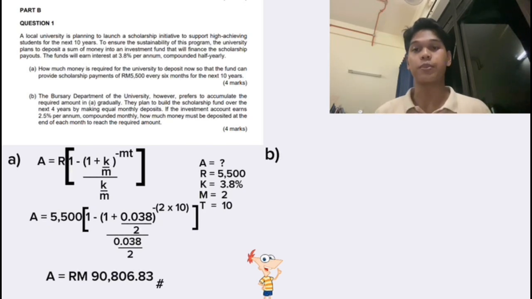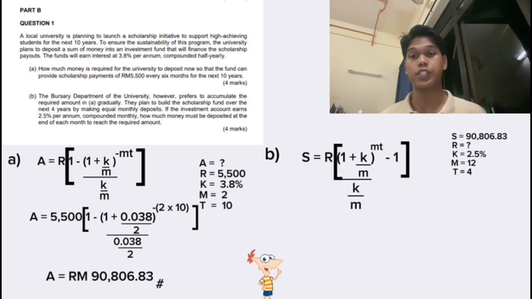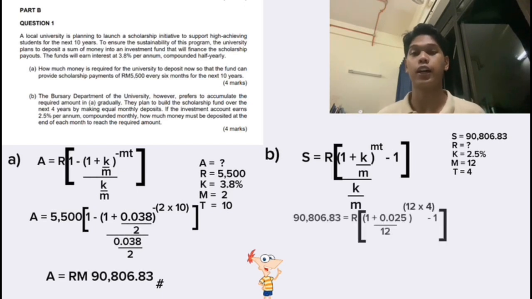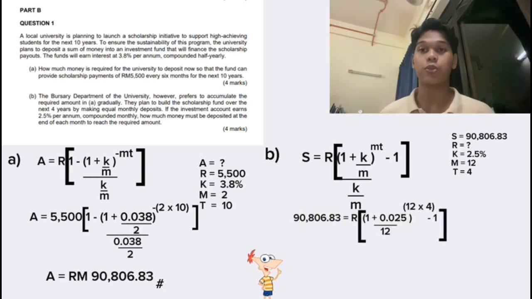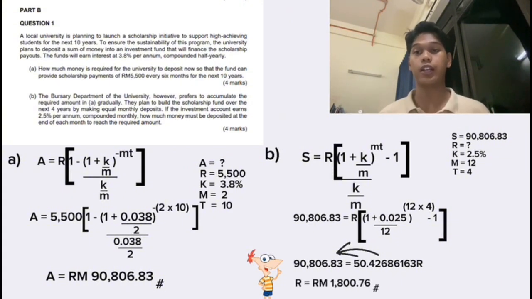So, question B talks about the investment for the university. So, we can use this formula to solve this question. For S, we can use the answer from question A. For K, we can use 2.5%. For m, we use 12. And lastly, t, we can use 4. So, all this information I put into the formula. We can calculate the right side first. So, the final answer is 1,800 ringgit and 76 cents.